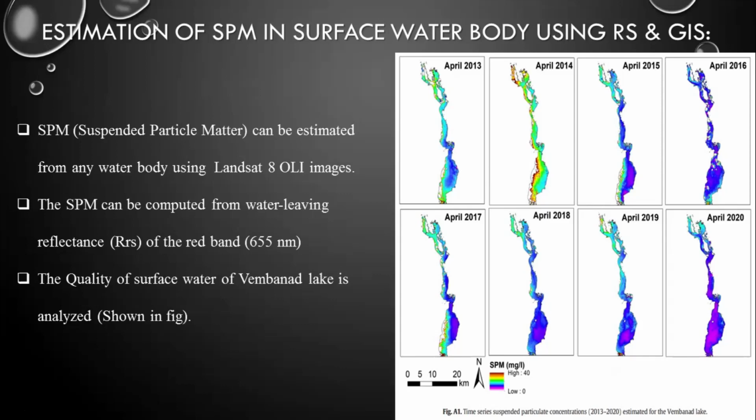For estimating the SPM, it can be done from Landsat 8 images. That was computed, and then the quality was shown. You can see how the SPM quality is getting reduced. How the SPM quality is changing over time can easily be understood from this spatial and temporal analysis.